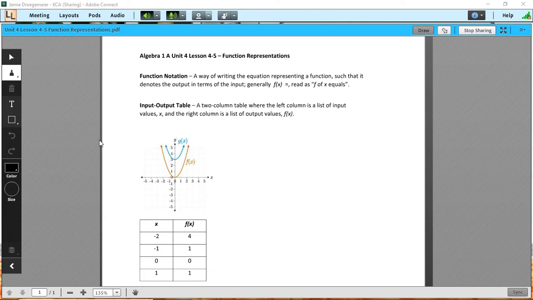Today we're in Unit 4 looking at lessons 4 and 5, which is called Function Representations. And we're going to start with just a couple of vocabulary terms again. Our first one is function notation.